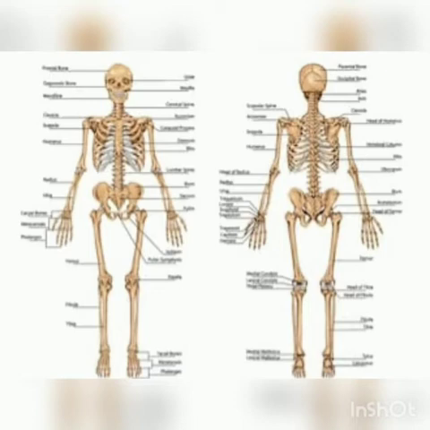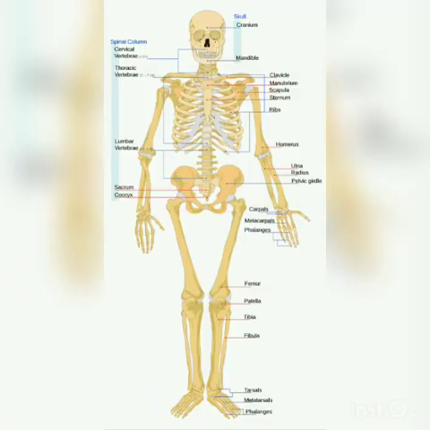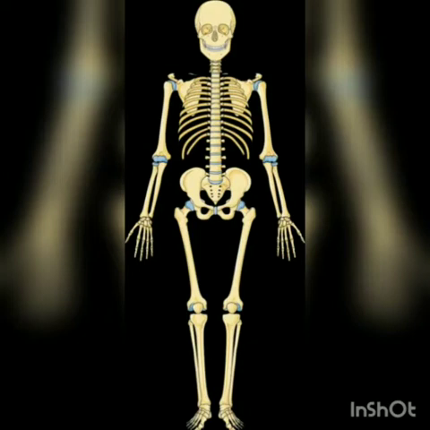What does this skeletal system do? It gives proper shape to our body. We have a proper shape because of our skeletal system. Not only that, it protects all the internal organs. We have a lot of soft internal organs like the brain, heart, lungs and others. They are protected from injury by the skeletal system.